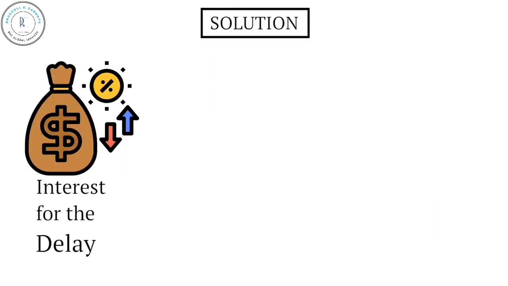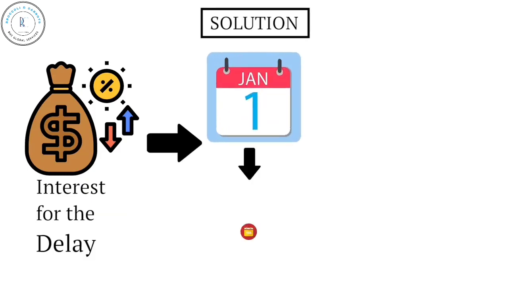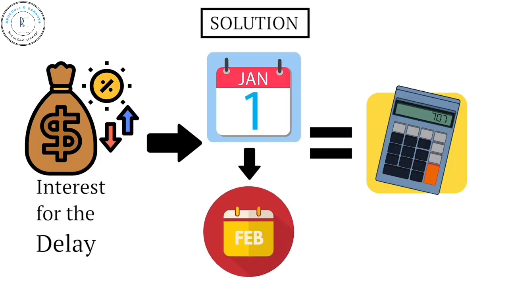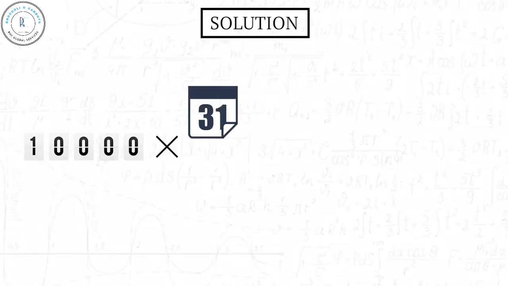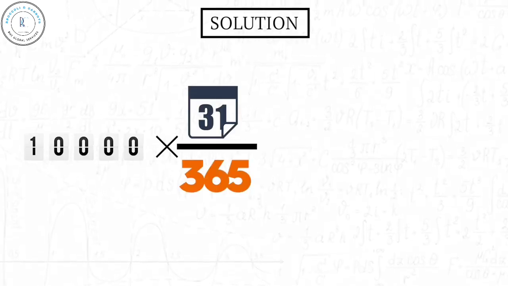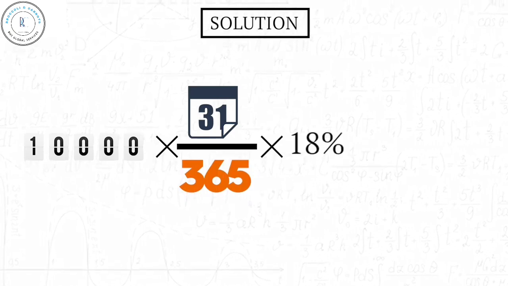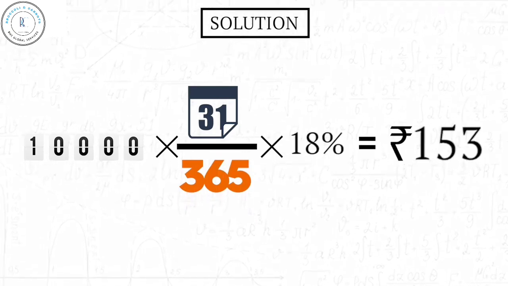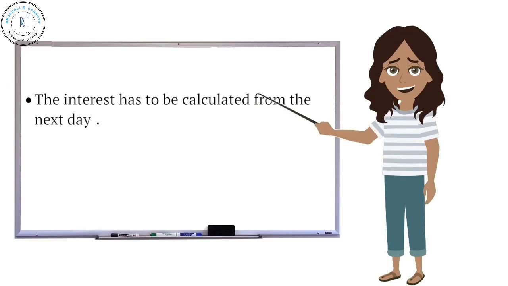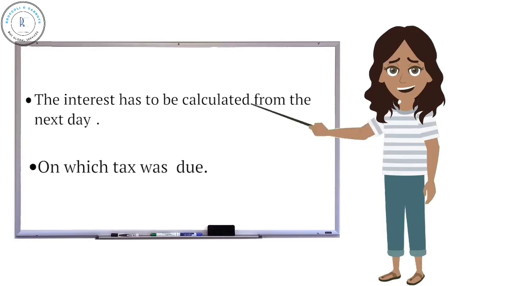Solution: interest for the delay period, 31 days, from 21st January till 20th February, will be calculated as follows. 10,000 rupees into 31 divided by 365, into 18% equals 153 rupees. The interest has to be calculated from the next day on which tax was due.